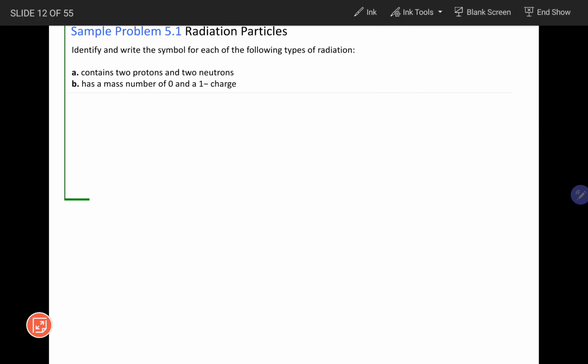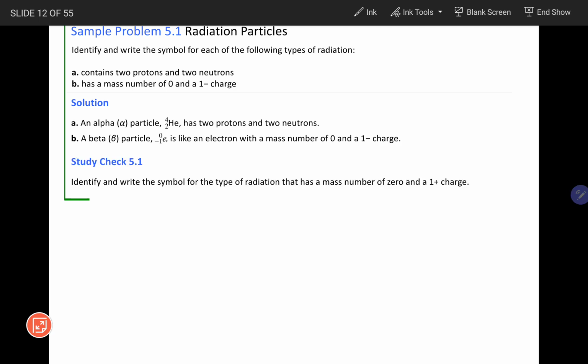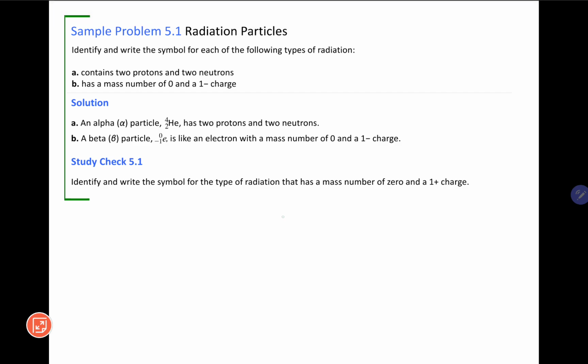All right, so I think I have another study check. Identify and write the symbol for the type of radiation that has a mass number of zero. Perfect. So it's either electron or beta, positron or gamma, but it has a charge of plus one, so this should be a positron, which is beta plus, 0 1. All right, so far so good, right?